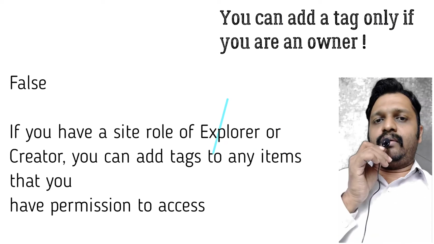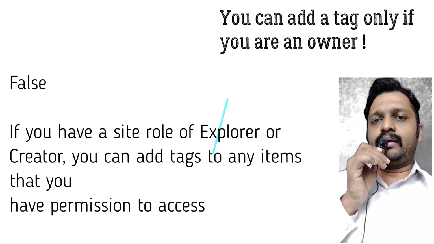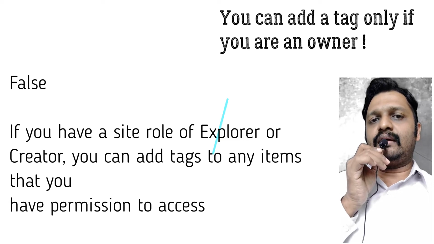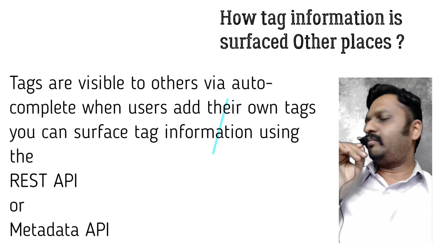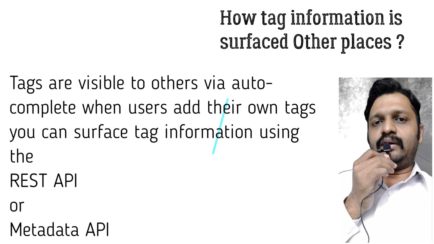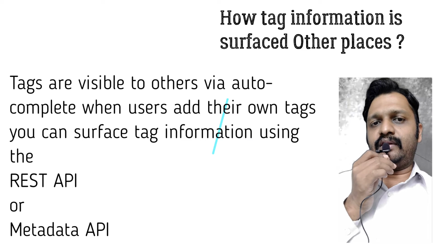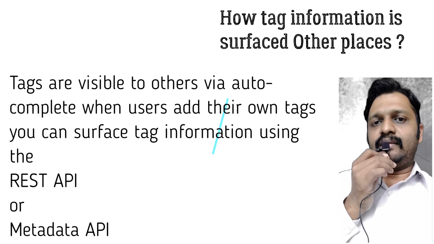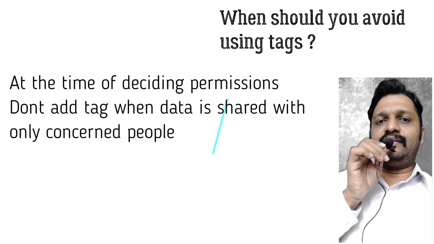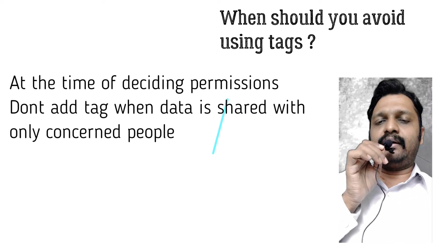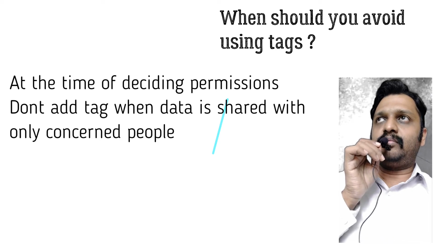Next question. You can add a tag only if you are an owner. That is false. If you have a site role of Explorer or Creator, you can add tags to any items that you have permission to access. Next question. How is tag information surfaced in other places? Tags are visible to others via autocomplete when users add their own tags. You can surface tag information using the REST API or metadata API. Next question. When should you avoid using tags? At the time of deciding permissions, don't add tags when data is shared with other concerned people.